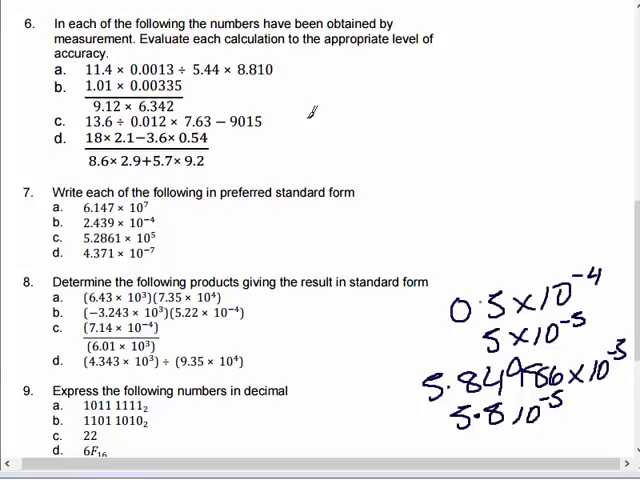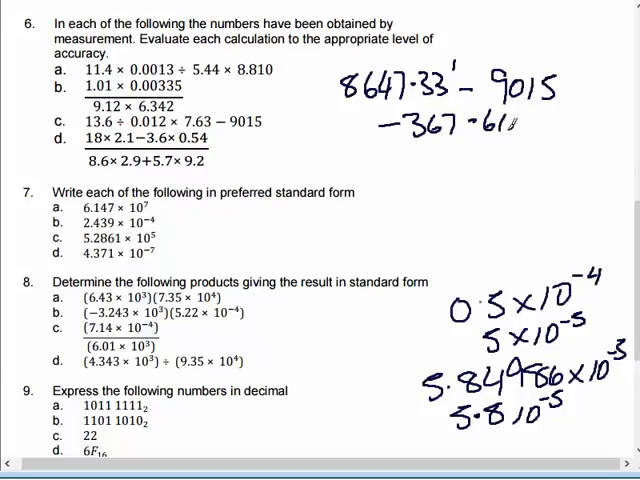If you do the calculations, you'll find that the first part of the expression is actually 8,647.33 recurring minus 9,015. So that gives us an answer of minus 367.66 recurring. So the next question is, what is our minimum number of significant figures? And it's this term here, which is only 2. We can only quote this number to 2 significant figures. So if we round this to two significant figures, we're going to get minus 370.